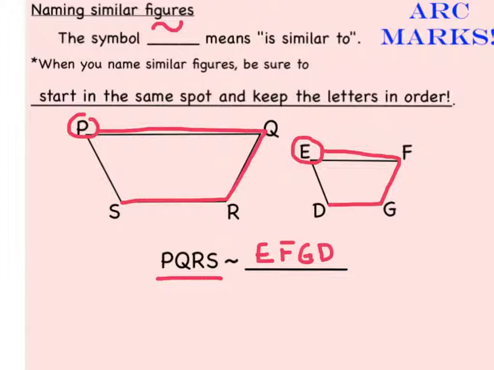Okay, I really want to make sure that the corresponding pieces are in the same position. What I mean by that is I know that P corresponds with E. And when I name that figure, if P is the first letter in my name, then E should be the first letter in my name of the smaller figure. Since Q is second in my name, then its corresponding match F must be second in my name, etc.